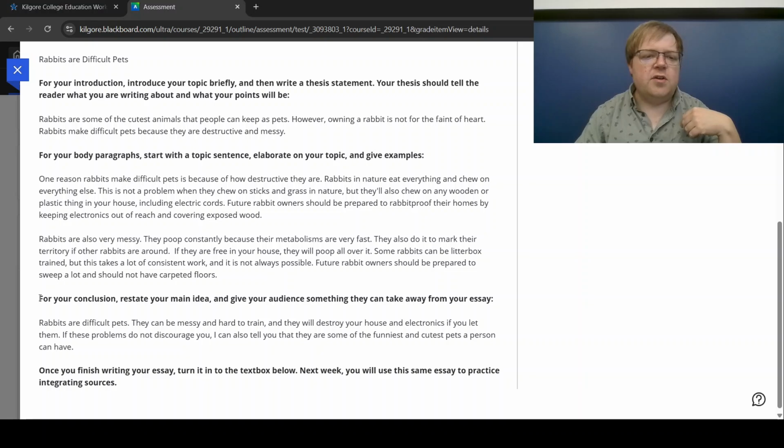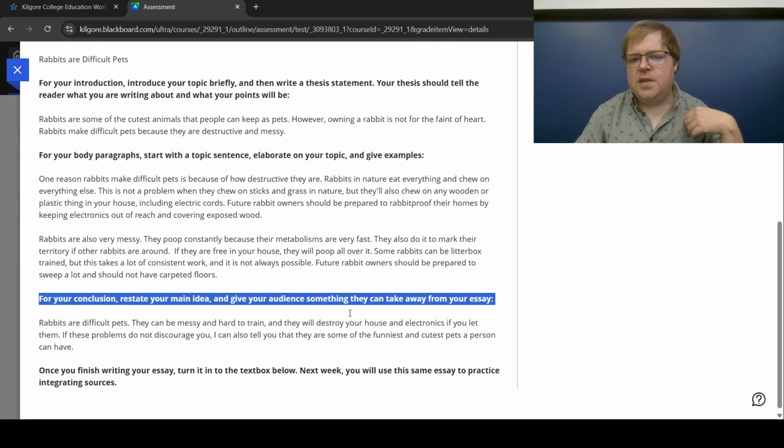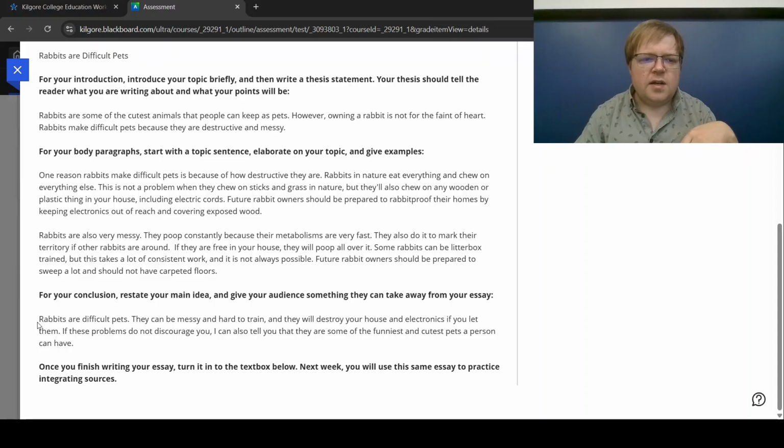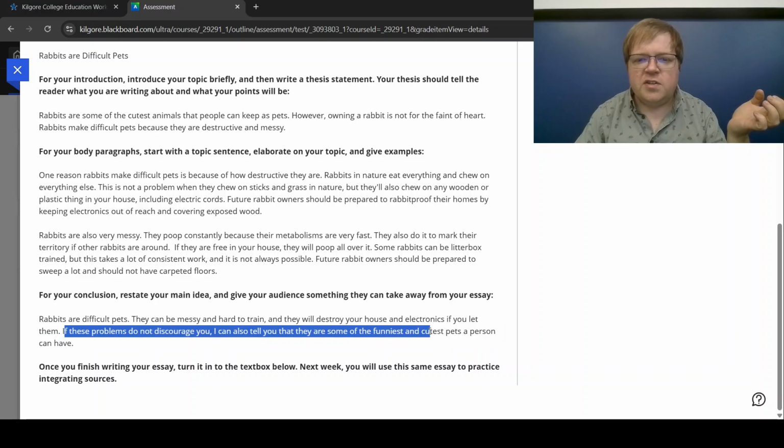And then finally, I'm going to have a conclusion where I'm going to restate my main idea and give my audience something they can take away from this essay. And so what I'm going to do is talk about how rabbits are difficult and messy, but also they are nice pets to have, I think is what I say. Yeah. So I said rabbits are difficult pets. They can be messy and hard to train, and they will destroy your house and electronics if you let them. If these problems do not discourage you, I can also tell you that they are some of the funniest and cutest pets a person can have.